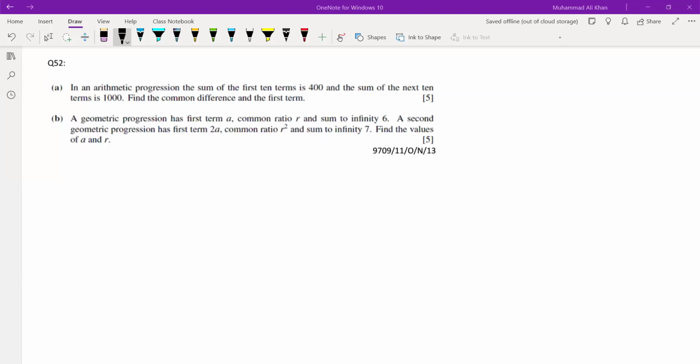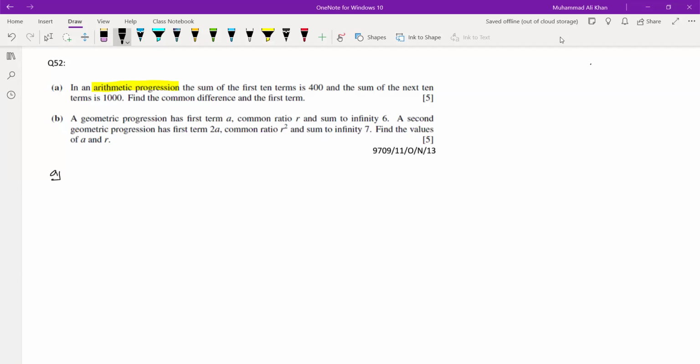Now, students, question number 52. It's of October, November 13, paper 1-1. The first part is in an arithmetic progression. पहले से ही आपको बता दिया गया प्रोग्रेशन अर्थमेटिक है, तो अर्थमेटिक के तमाम फॉर्मूला इस पर अप्लाई किए जाएंगे. In an arithmetic progression, the sum of the first 10 terms is 400.